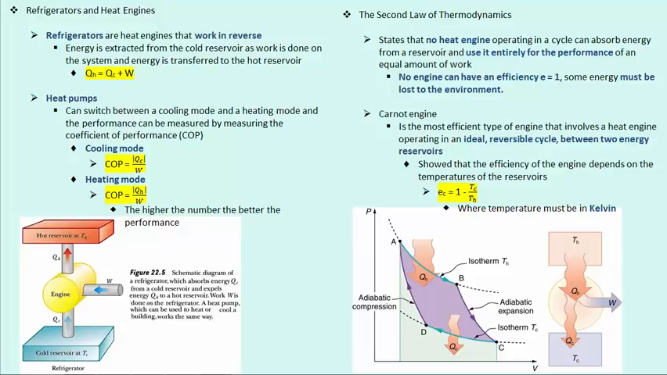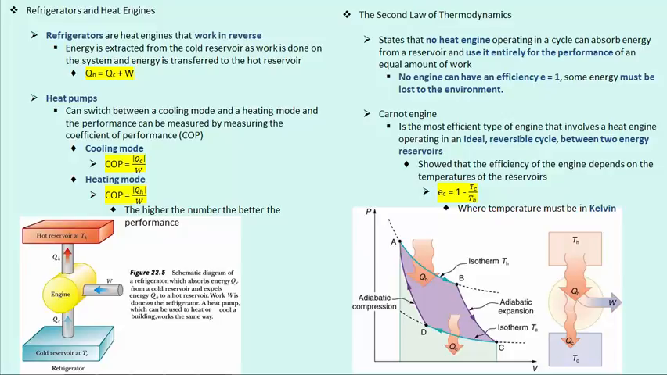However, the closest engine we've gotten to having a thermal efficiency close to 100% or equal to 1 is the Carnot engine, which involves a heat engine operating in an ideal reversible cycle between two energy reservoirs, and the efficiency of this engine depends on the temperatures of the reservoirs.